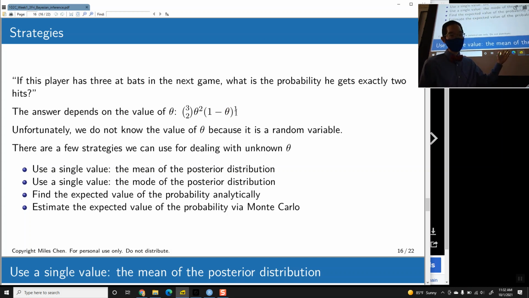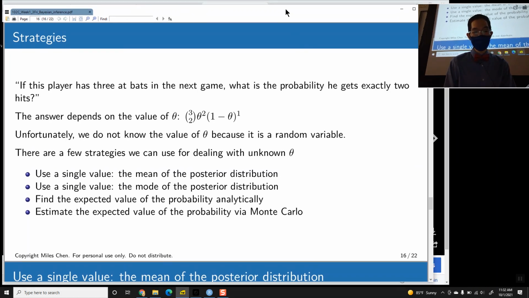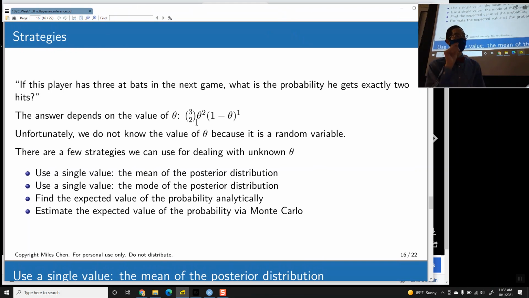Now, in Bayesian stats, this question gets a lot harder because we don't know the value of theta. Theta is a random variable. That makes it a lot harder, right? We can't just plug in one number and get the answer. I mean, we can, and we have a few choices. I've listed 4 strategies for dealing with the fact that we don't know what theta is.